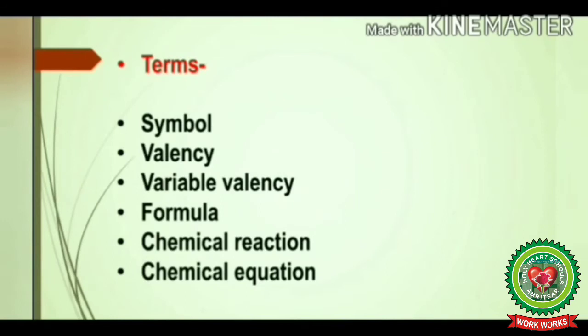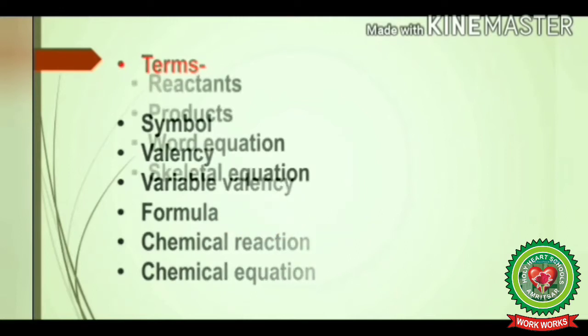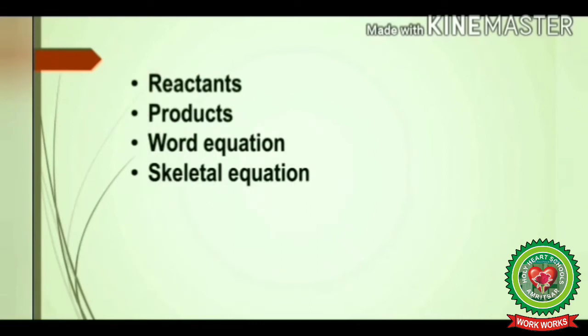The new terms we are going to learn in this chapter are symbol, valency, variable valency, formula, chemical reaction, chemical equation, reactants, products, word equation, and the last is skeletal equation.